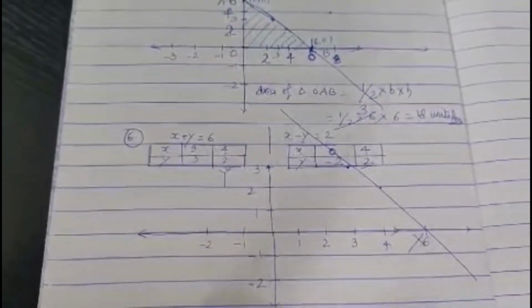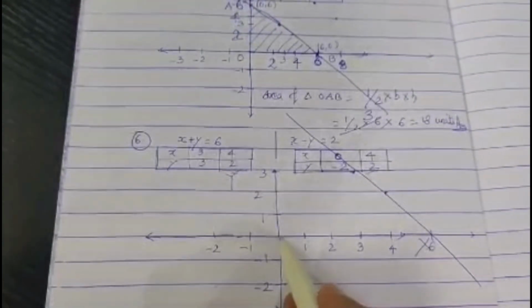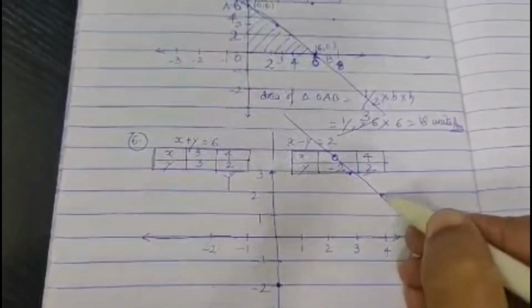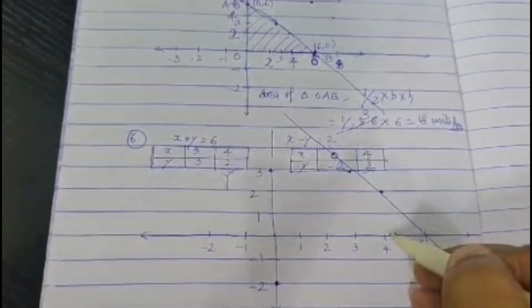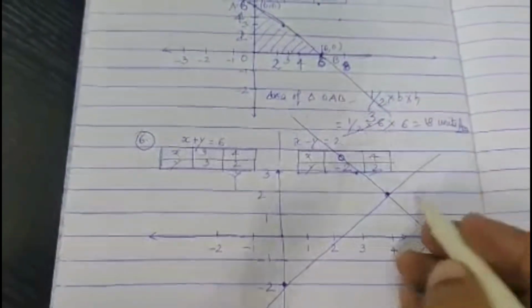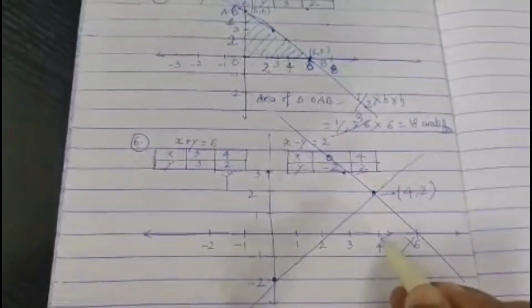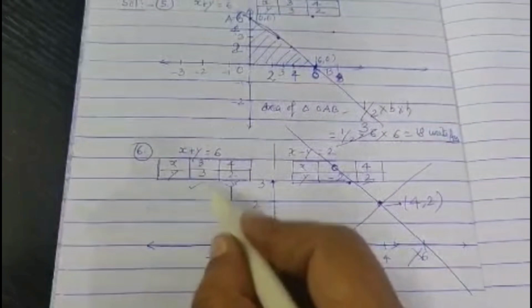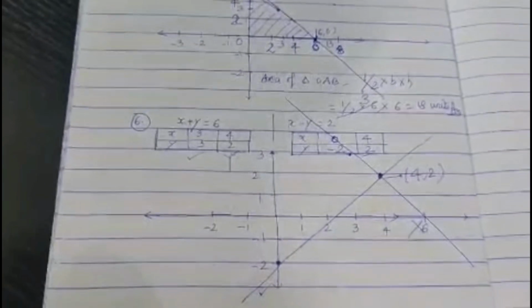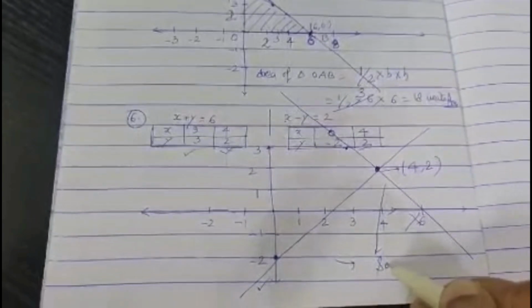Okay, this is 6. Now x minus y equal to 2, that is 0, minus 2, it will be here, and 4, 2, it will be somewhere here. And when you draw these graphs, it will cut at the same point, that is 4, 2, because 4, 2 is a point for this graph and 4, 2 is also a point for this graph. So these two graphs will intersect at 4, 2. Alright, so this is the solution. 4, 2 is the solution.